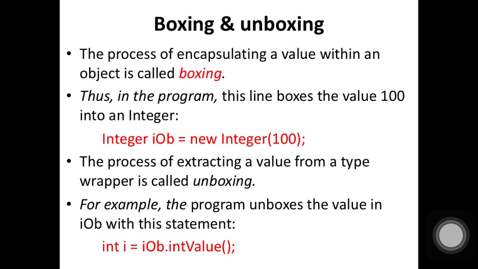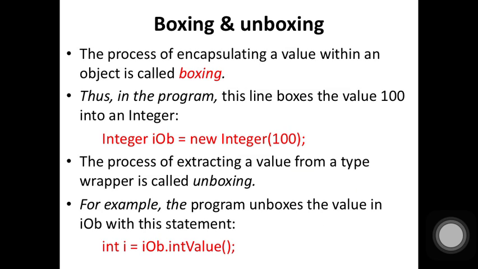It is called boxing. And in reverse, the process of extracting a value from a type wrapper is called unboxing. So whenever you want to extract a value from an object, like int i equal to iob.intValue, you are extracting the object value of iob and assigning it to a local variable of type integer. Such a process we can call unboxing.